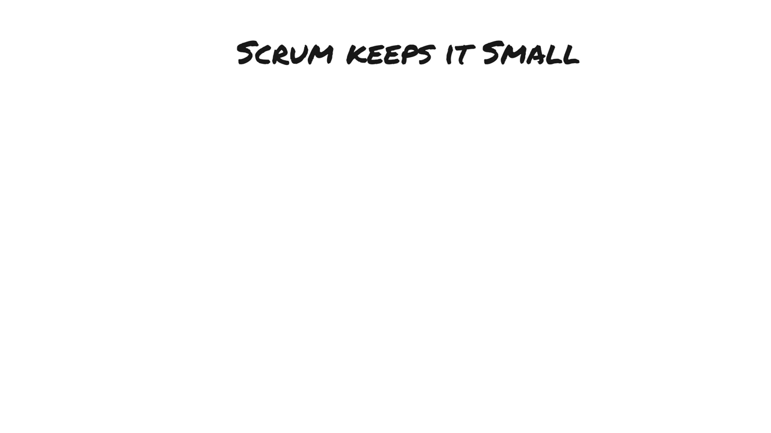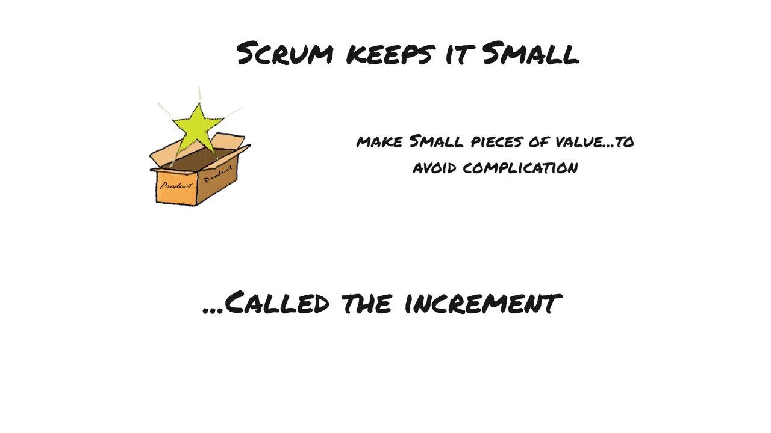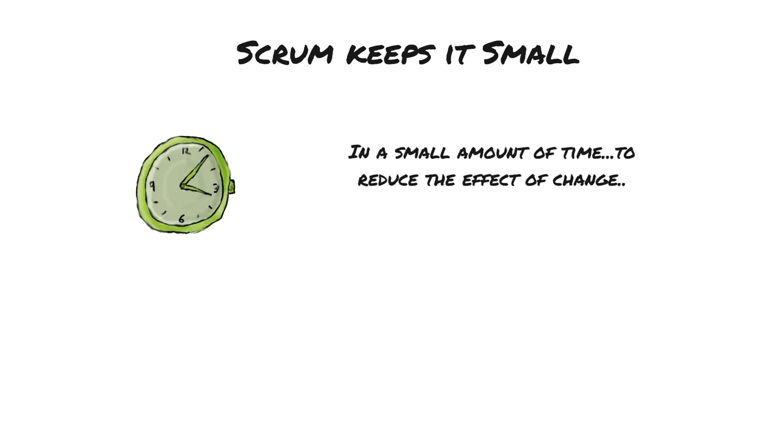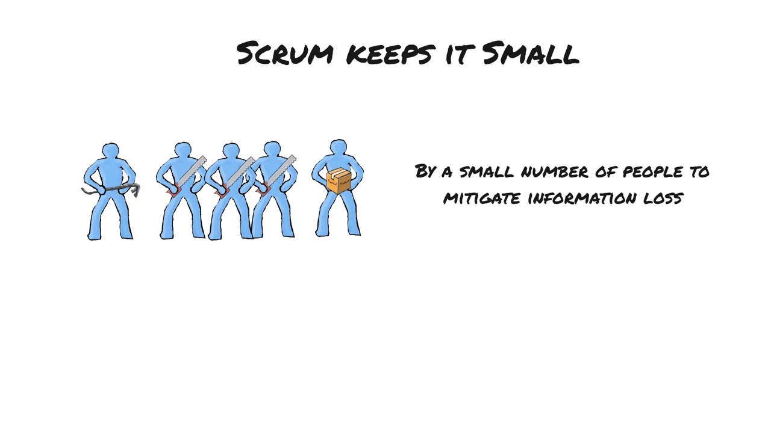In order to mitigate risk, Scrum keeps things small. A small piece of the whole product, which is of value to the user, is built. This is called the increment. In order to get feedback quickly and mitigate the risk of change, the increment is built in a small period of time. This small period of time is called the sprint. And in order to avoid complication, it is built by a small number of people, called a Scrum team. Normally 10 people or fewer.